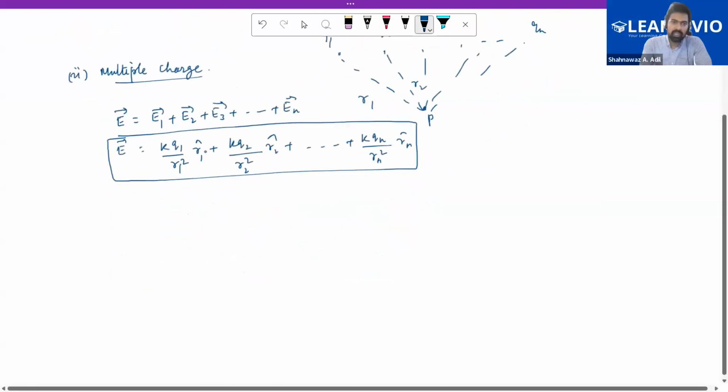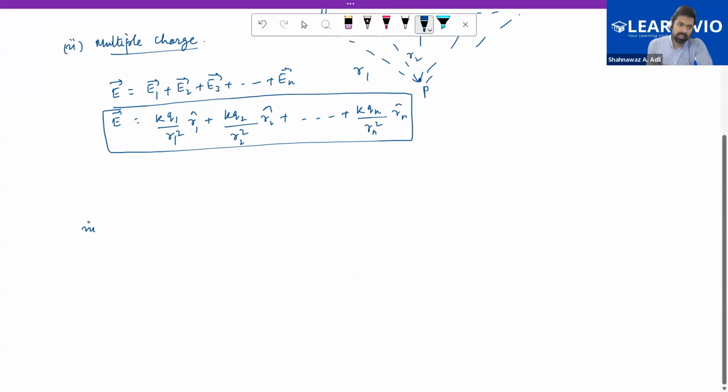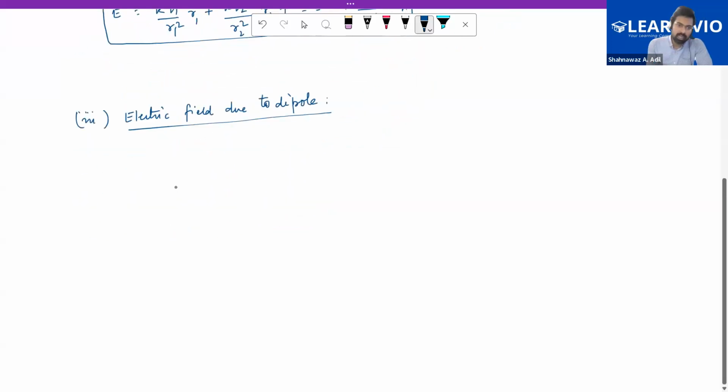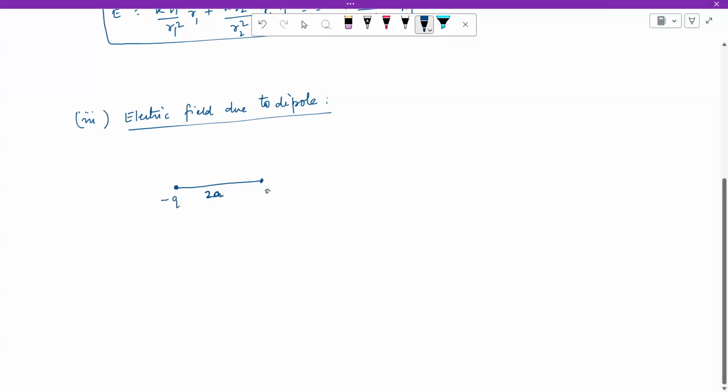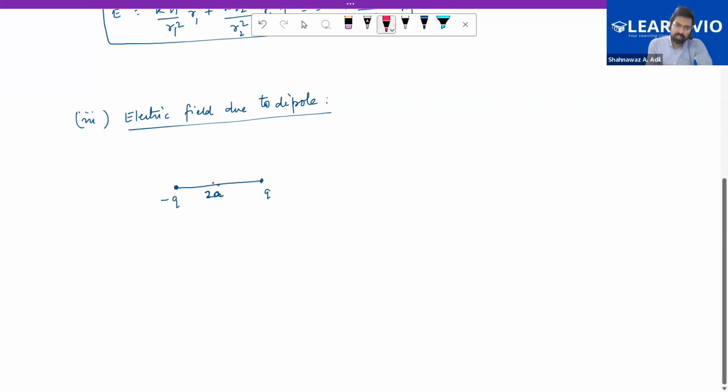Okay, and then we calculate the electric field due to the dipole, right? But before we understand the electric field due to a dipole, first let us understand what a dipole is. A dipole has two equal and opposite charges separated by a very small distance. Let's say the separation is 2A. This is minus Q, this is Q. There would be a dipole moment in this direction, and that we will call P.